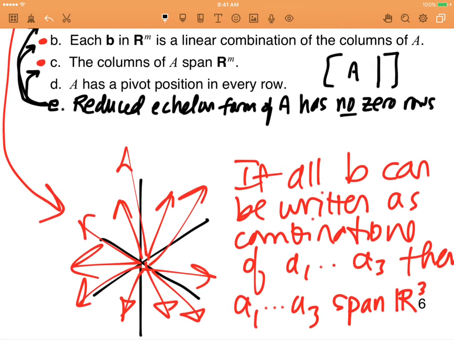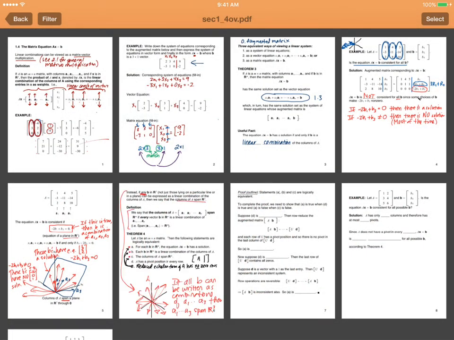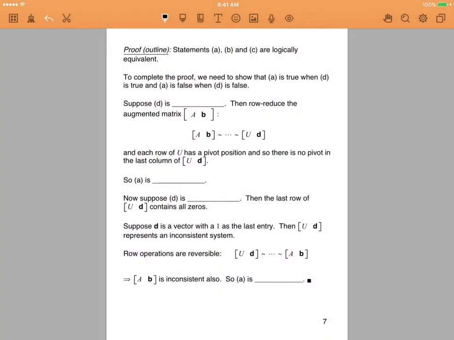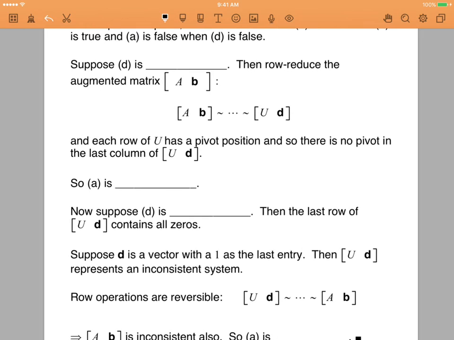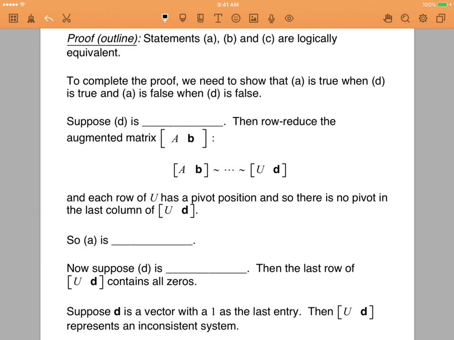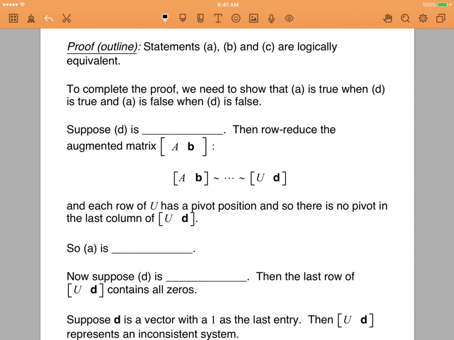So the next page is just explaining the theorem, and I think I'm going to skip this because, in a sense, I'll just fill it in quickly. This is what I've already sort of talked about. So, as I say at the top, A, B, and C are just all the same based on the definitions we've been using. Now we're linking it to this idea that there's a pivot in every row.